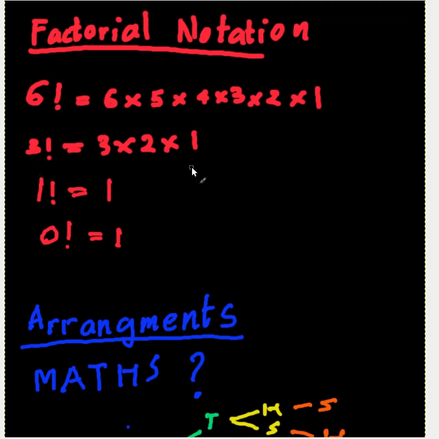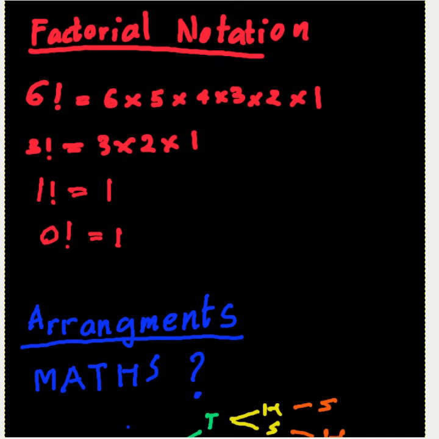Now, there's a bit of a strange twist to this, because if I go 1 factorial, it's 1, sure, that's okay. But when I say 0 factorial, it's actually 1. I won't write the proof for this over here, but just take it as it is, for now at least, that 0 factorial is always regarded as 1.